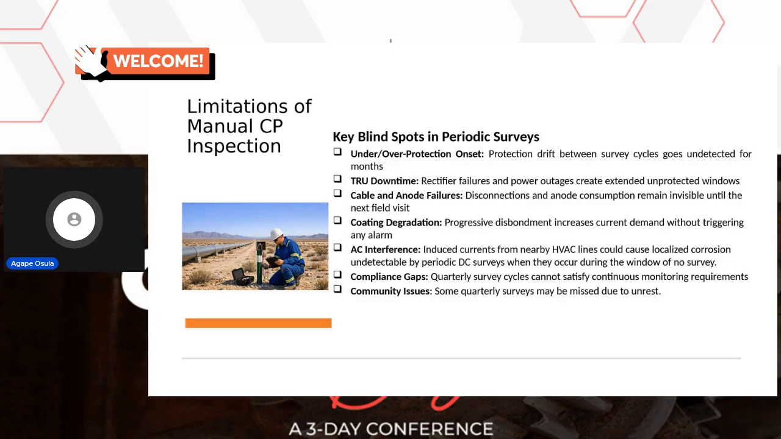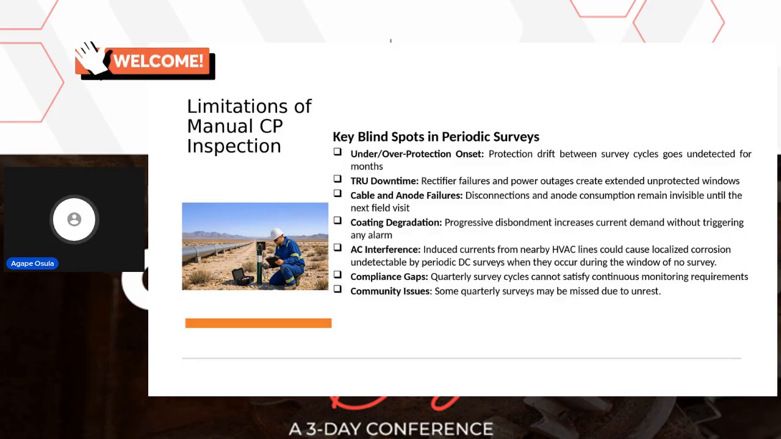Okay. Now, of course, we have cable and anode failure. This happens a lot in Nigeria because we have lots of vandalism and the like. Sometimes also you have encroachment by foreign actors into your pipeline, right? If you wait for your next manual inspection, you will not know, and then you have a period of unprotection, so this is where, of course, technology comes into play to try to help.